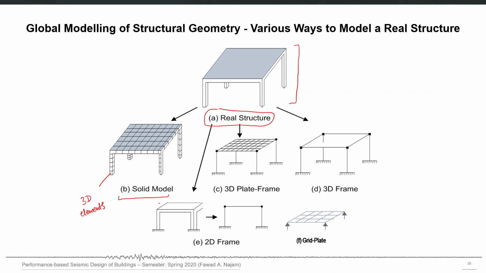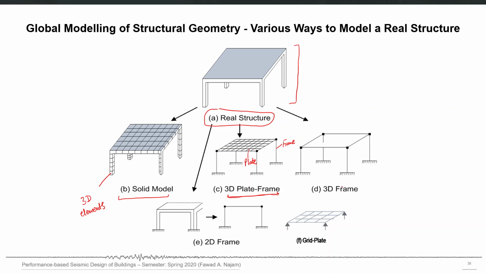Another option can be that we go for this 3D plate frame model, in which we model the beams and columns as frame elements. So these are frame, and this slab is modeled using two-dimensional plate elements. So this is plate, and the combination of these plate elements and frame elements makes a 3D plate frame model. This is also one option to idealize this real structure.